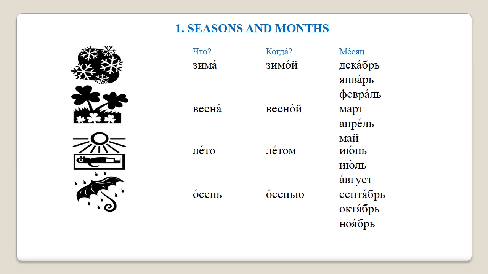Now, unlike seasons, we do use months in prepositional case. So to say in March, for example, all we need to do is use preposition в and add the prepositional ending to March. So, в марте. В марте. We'll see how we can use it in a conversation in just a second.